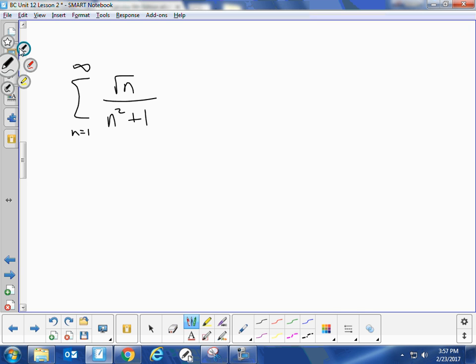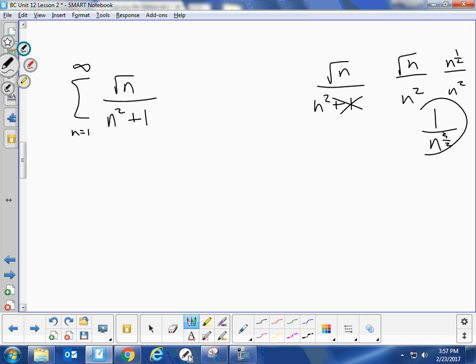Let's look at the next one, root n over n squared plus 1. Now, what do I think about? I think about, okay, if I looked at this limit as n approaches infinity, I wouldn't care about the 1. I would just care about the n squared and the root n. Now, this is n to the 1/2, and this is n squared. This becomes n to the 3/2. This is going to be what I'm going to use for my comparison. Now, 1 over n to the 3/2, I know, converges. Why does it converge? Well, it's a p series, and this p is greater than 1.